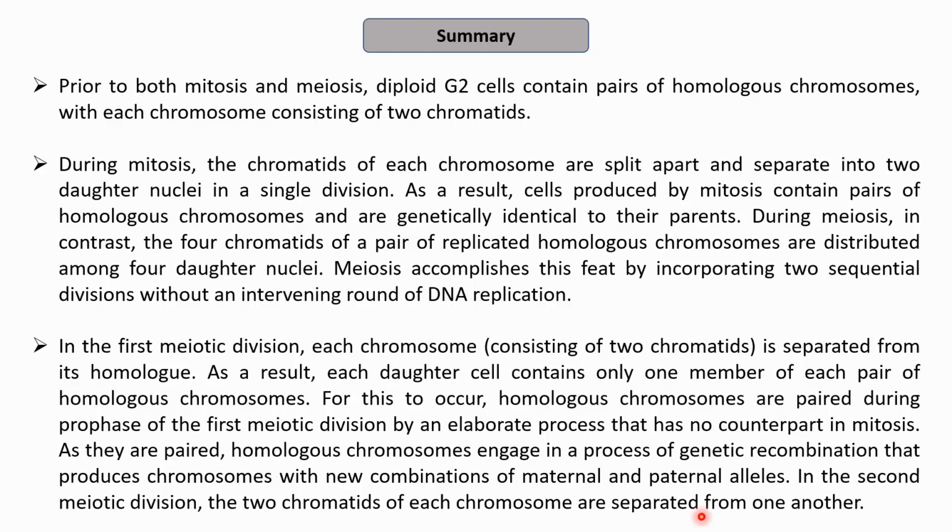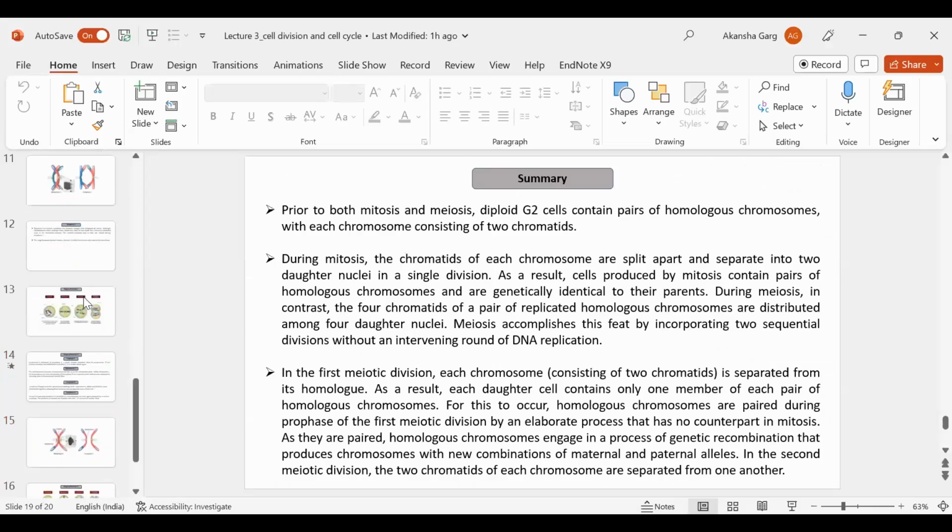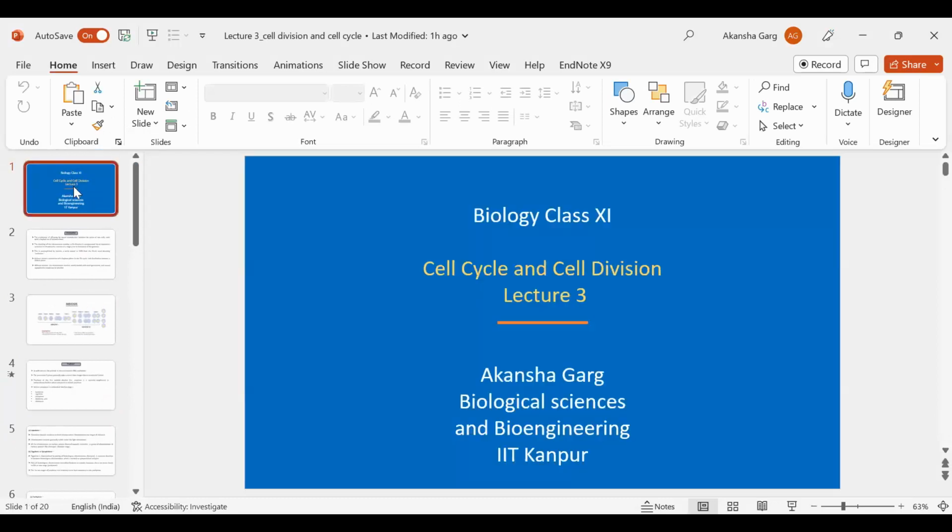This was all about meiosis today. In the last lecture we studied mitosis, and in the first lecture we had the introduction about what a cell cycle is, what the different stages are before the cell division actually takes place, how the cell prepares itself for the cell division, and what the different events are that happen during the process of the cell cycle and cell division. So with this, I would like to end this session for today. Thank you so much.